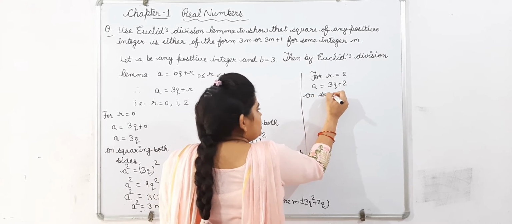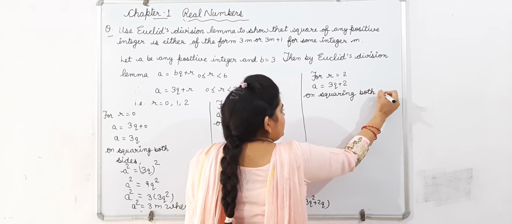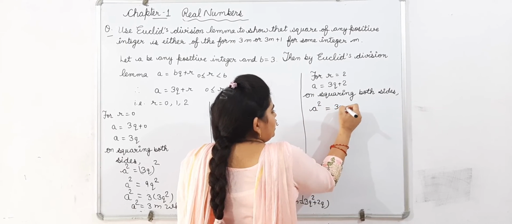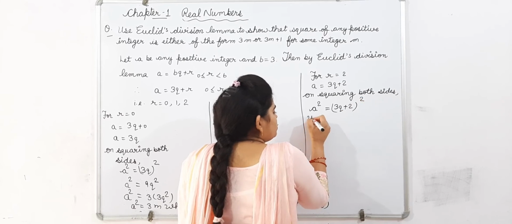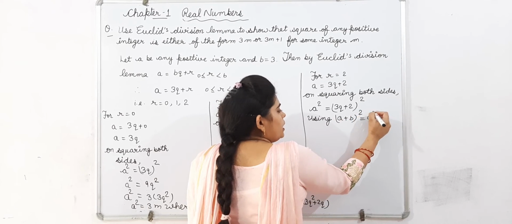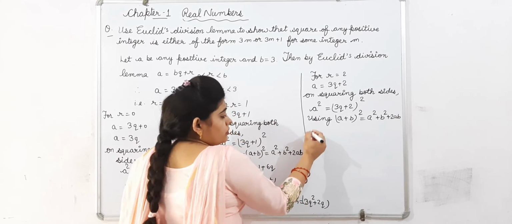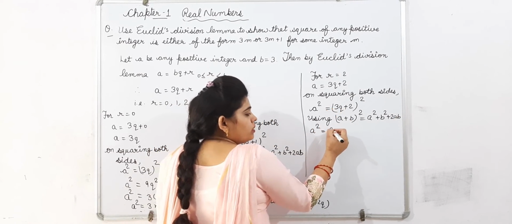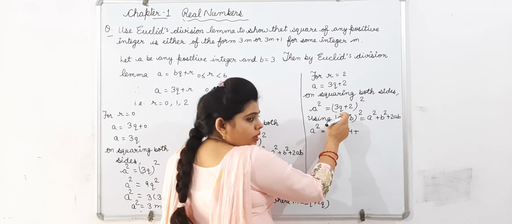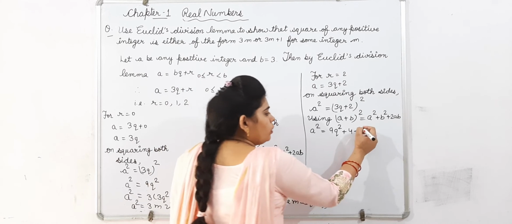On squaring both sides, what we will get? a square is equal to 3q plus 2 whole square. Now using the identity a plus b whole square, it is equal to a square plus b square plus 2ab, or you can take 2ab in between. Now a square is equal to 3q square means 9q square, b square means 4, and 2 into a, 2 into 3q into 2, 2 into 3q is 6q, 6q into 2 is 12q.